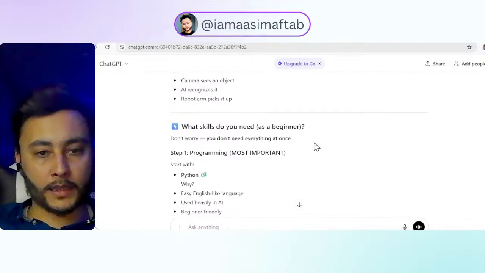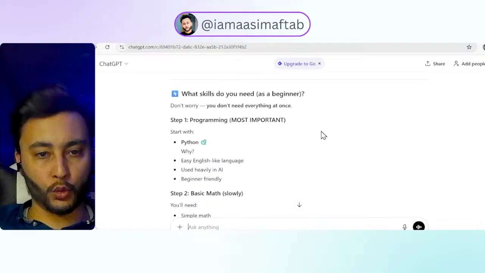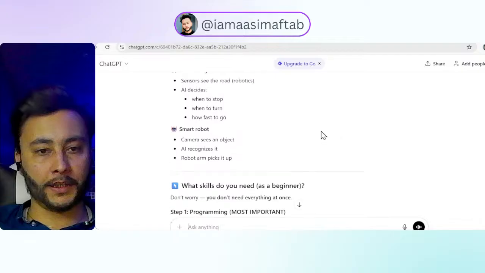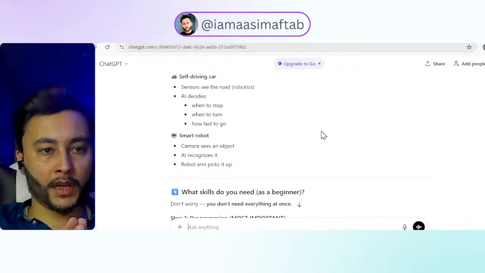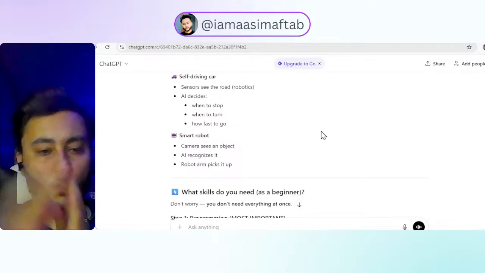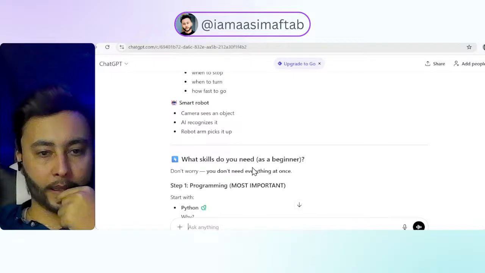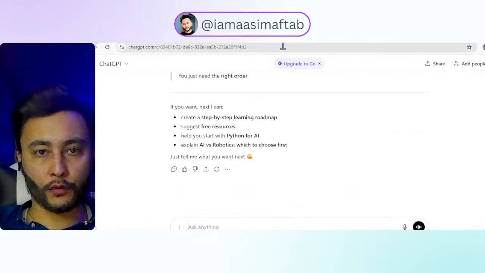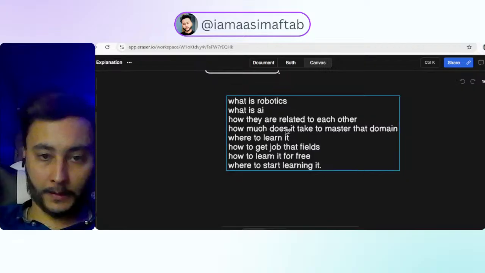Okay, what skills do you need as a beginner? Don't worry, you don't need everything at once. Step one, this goes into further details, as this account is mine and it is trained on my memory, on some of the prompts I gave it earlier. So it is also saying what skills you need as a beginner. But here we are for research purposes.